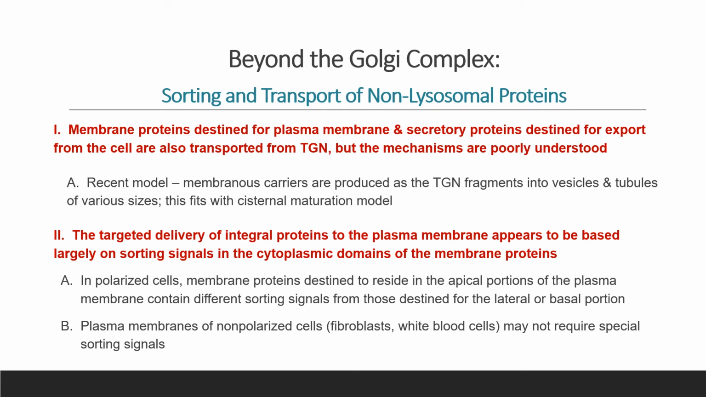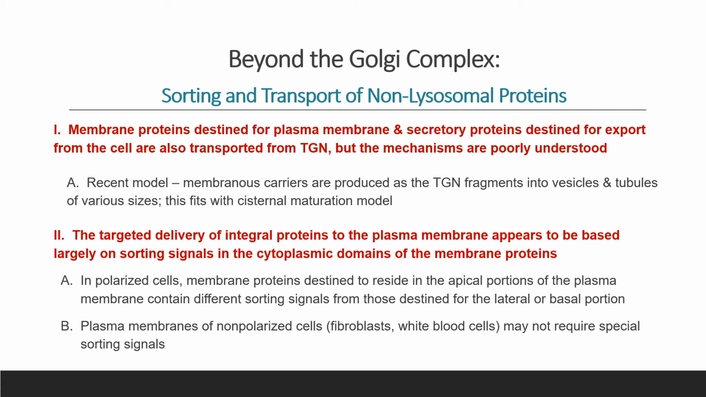So next, let's go to the sorting and transport of non-lysosomal proteins. It is good to remember that membrane proteins destined for the plasma membrane, and secretory proteins destined for export from the cell, are also transported from the TGN, but the mechanisms are poorly understood. But with recent models, membranous carriers are produced as the TGN fragments into vesicles and tubules of various sizes, and this fits with the cisternal maturation model.